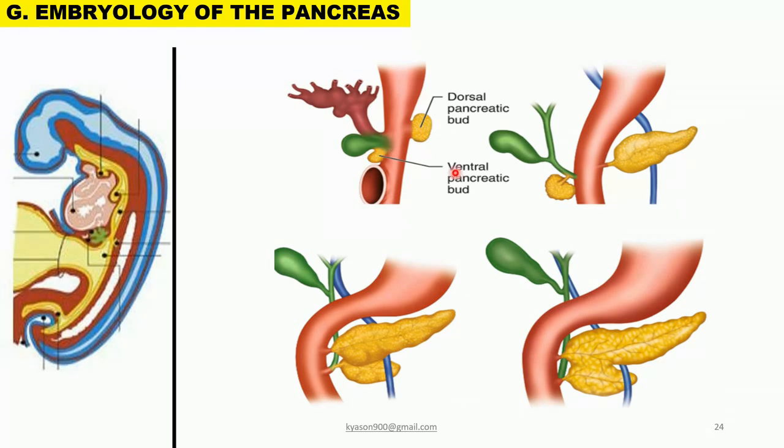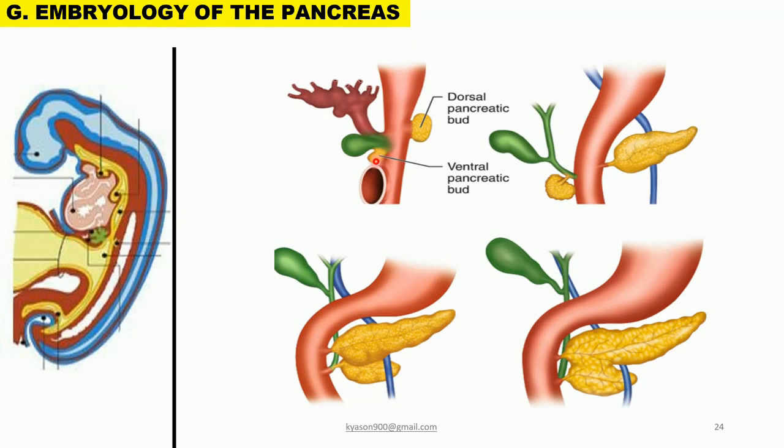Out of all these, this ventral bud is going to be close to the midgut. Okay, and that can make you appreciate the reason why the pancreas is not only supplied by the artery of the foregut, the celiac trunk, but also by the artery of the midgut, because in development, part of it is going to develop close to the midgut. So that embryological pattern can help you remember the blood supply easily.